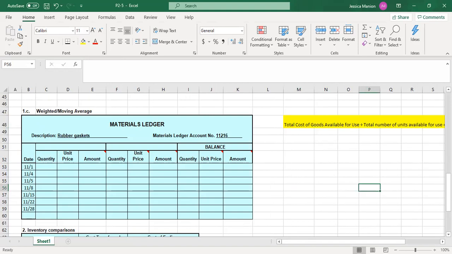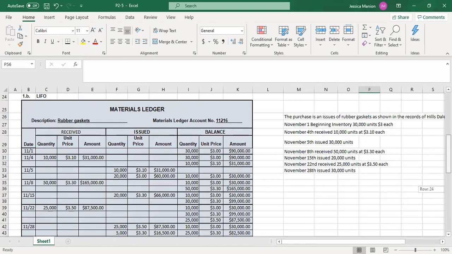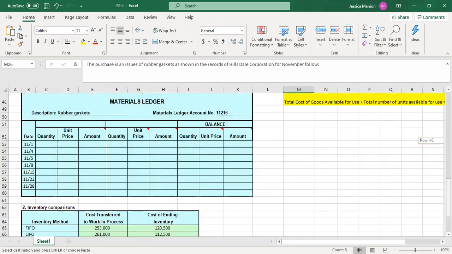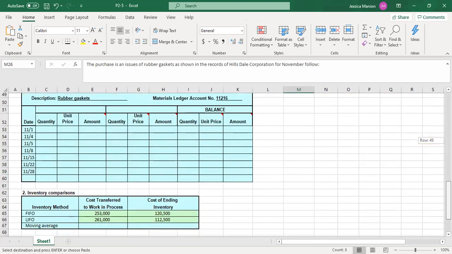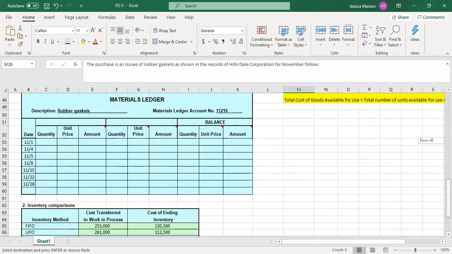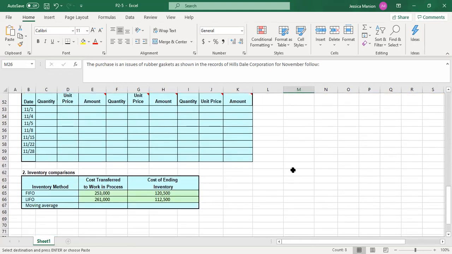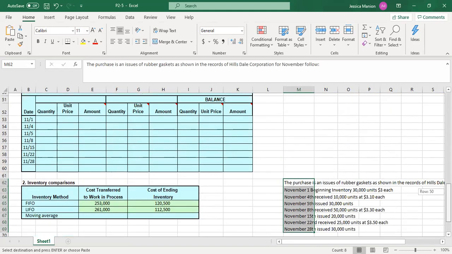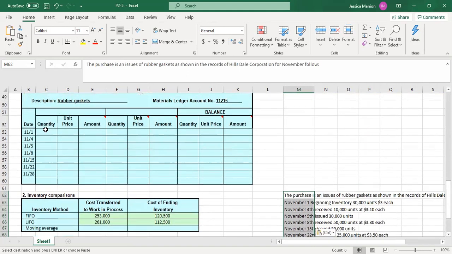So now we've got our transactions, and let me go back to them and pull them down here so we can read them at least somewhere. I want to be able to do our formula also. So maybe I'll put it right here. Okay, so November 1, beginning inventory, 30,000 units at $3 each.